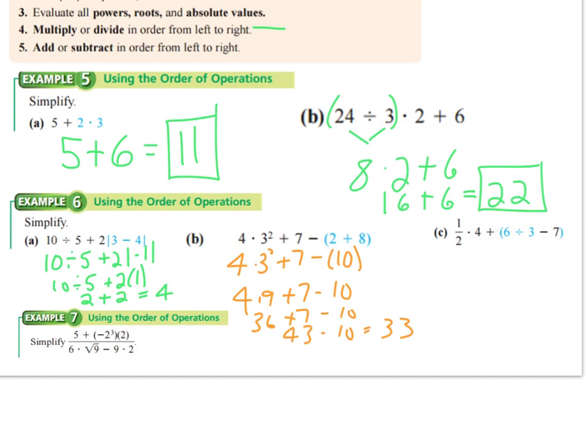And then for example C, again we've got our grouping symbols. And then inside the grouping symbols we've got division and subtraction, so we would do the division first there.